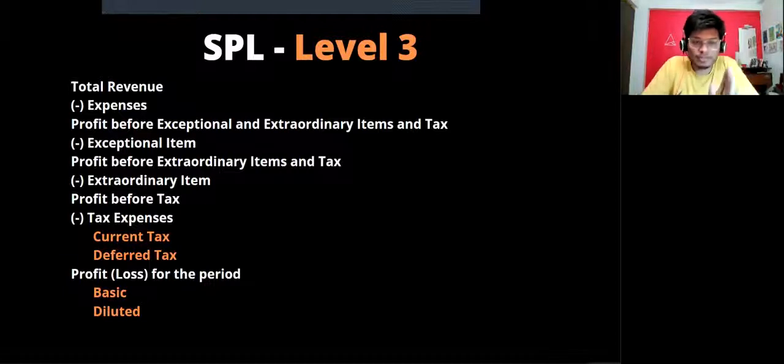So I don't want to get into deferred tax right now because deferred tax, as I mentioned in the balance sheet also, is a separate item that I want to cover in a separate entire video. Got it? So current tax and deferred tax.